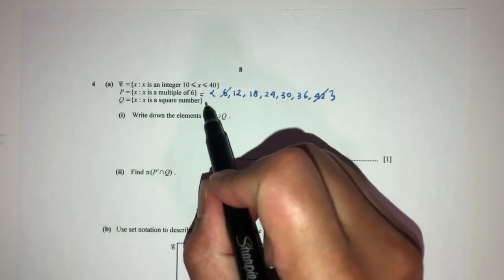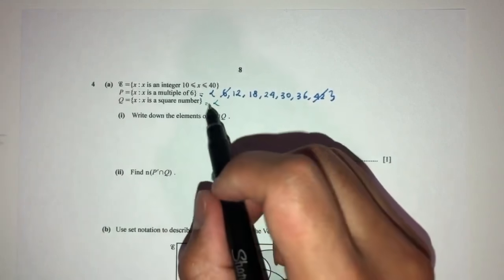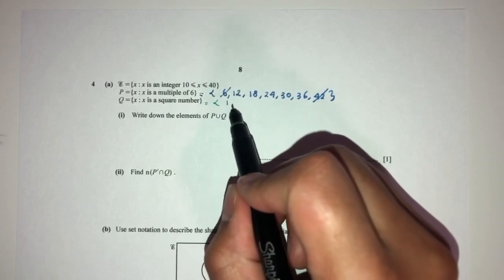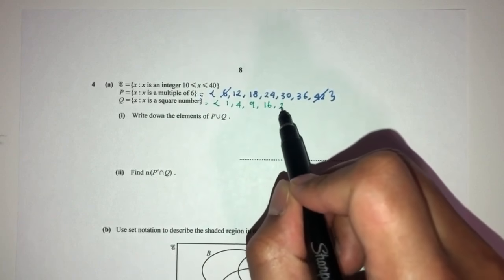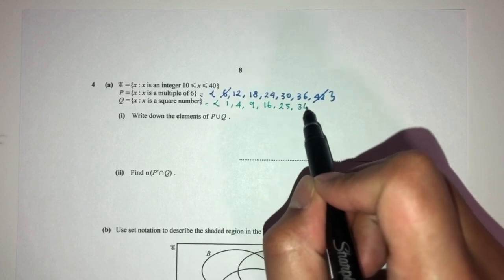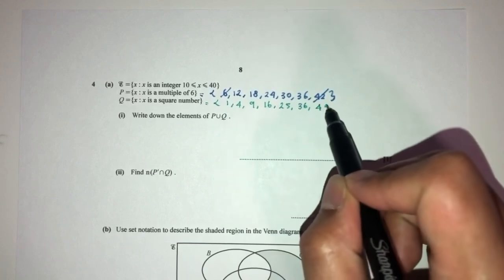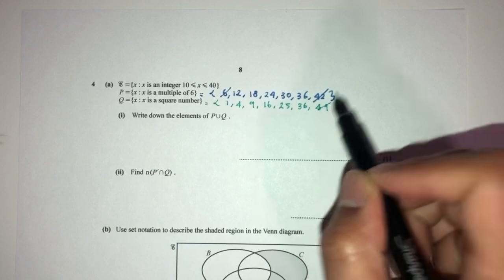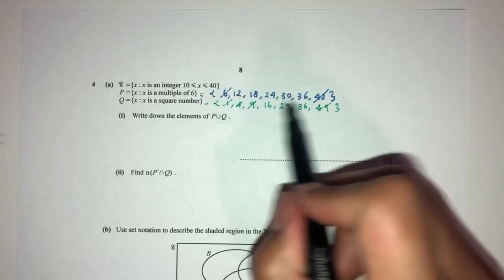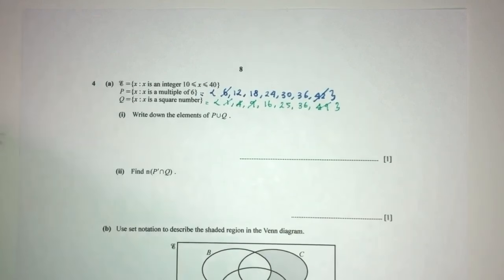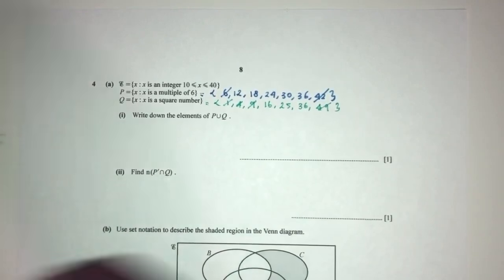And then for Q, square number, as you can see, square numbers we know are 1, 4, 9, 16, 25, 36, 40, 49. As you can see, this is outside and this will be outside as well. So only these values and these values will be inside these two sets. Now what else? What else can we do? So we have to write down the elements of P union Q.